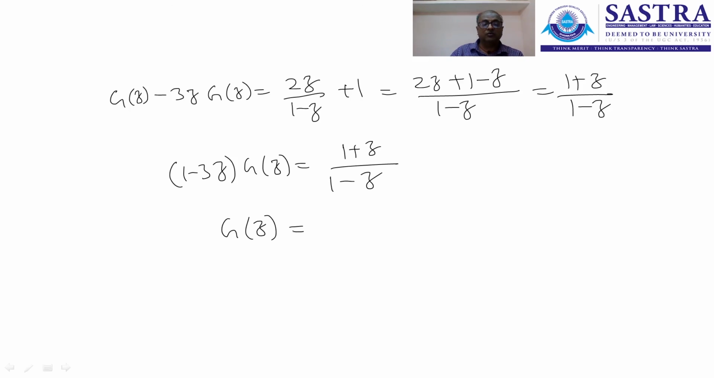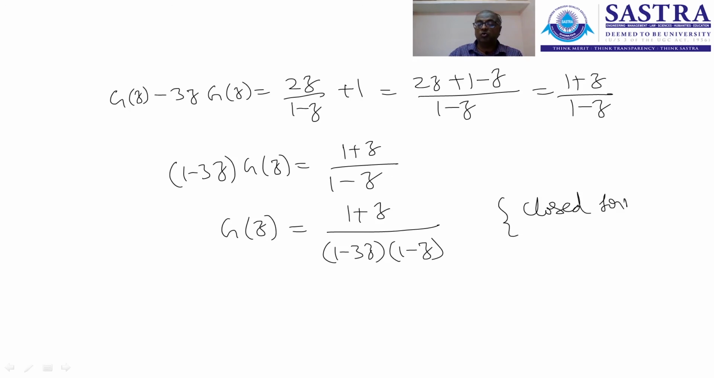So g of z would be 1 plus z by 1 minus 3z into 1 minus z. So this would be the closed form of the given recurrence relation. Okay, you can have it like this.